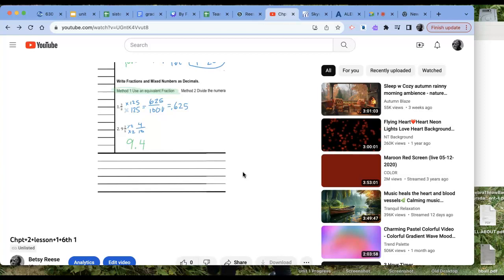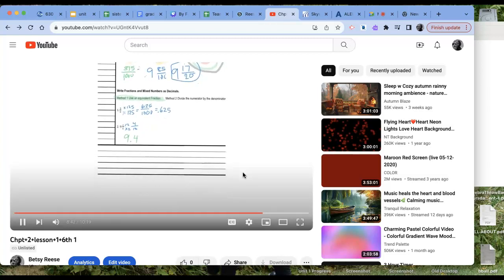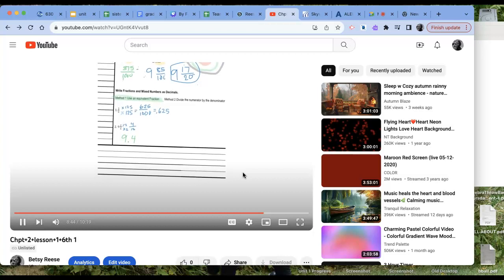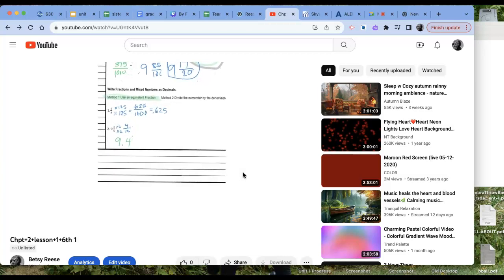This method, I would say, isn't super easy unless you can quickly see how to get it to a multiple of 10. Like the top one was a little bit harder, the bottom one was super simple, right? Because 5 times 2 is 10, and we can get there quickly. The other method would be to divide a fraction. The line in a fraction just means to divide.